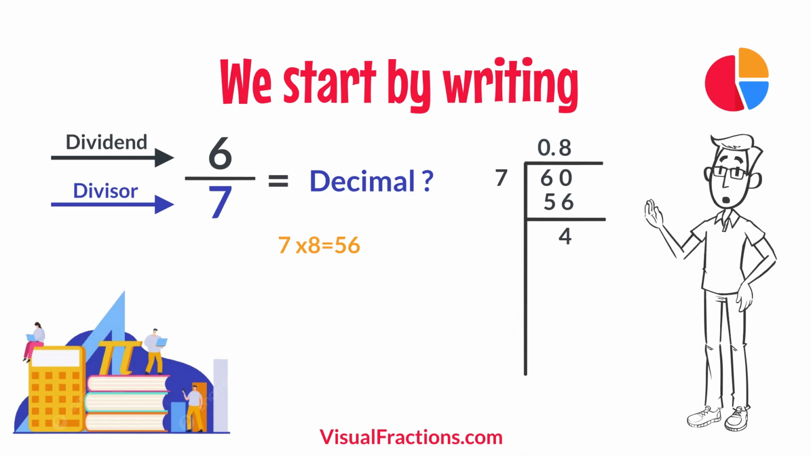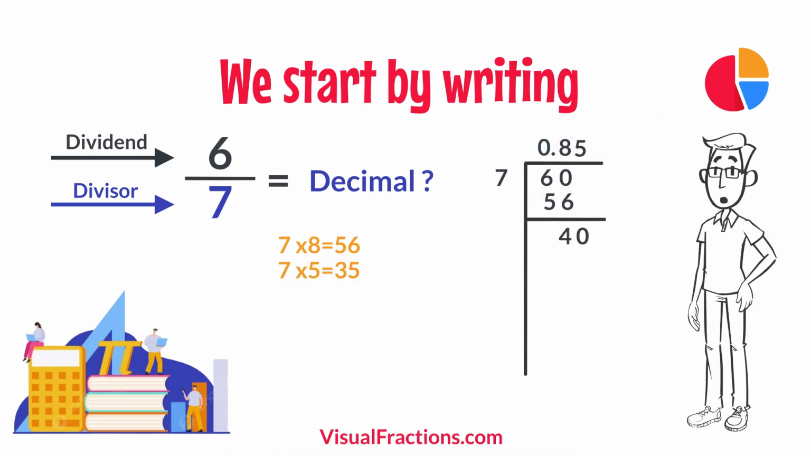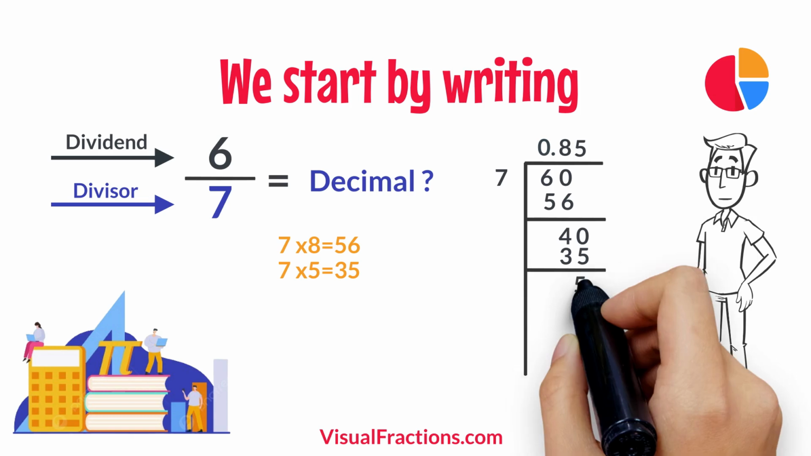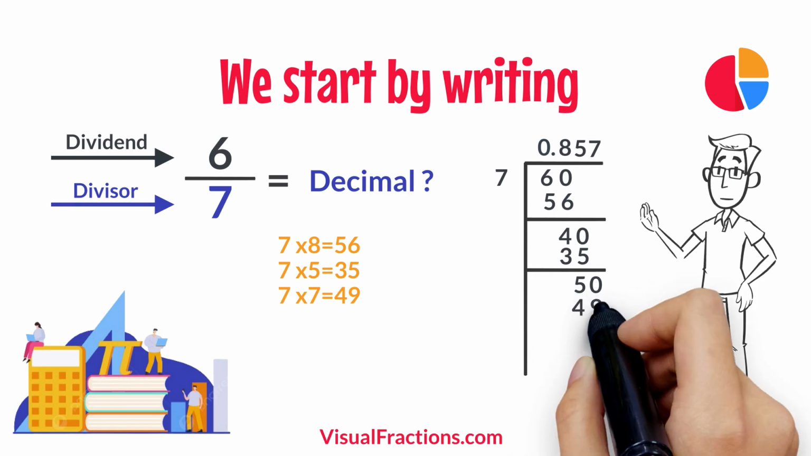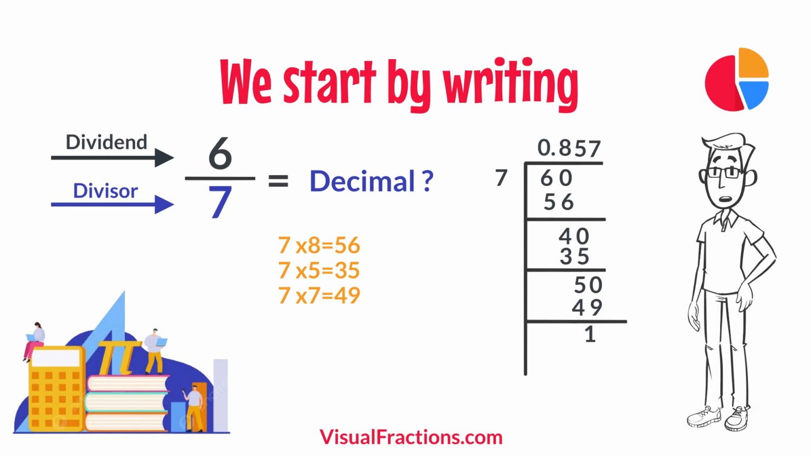Next, we add another 0 to the remainder, making it 40. How many times does 7 go into 40? It goes in 5 times, which we write next to the 8 in our quotient, giving us 0.85. Multiplying 7 by 5 gives us 35. We subtract 35 from 40 to get a remainder of 5. Adding another 0 gives us 50. How many times does 7 go into 50? 7 times. We add this 7 to our quotient, making it 0.857. After subtracting 49, 7 times 7, from 50, we get a remainder of 1.